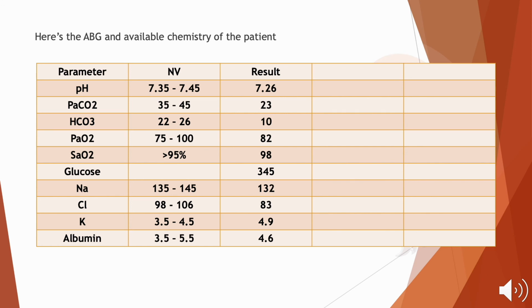So here's the ABG and the available chemistry of the patient. The pH is 7.26, the partial pressure of carbon dioxide is 23, the bicarbonate is 10, the partial pressure of oxygen is 82, the saturation of oxygen in the arterial blood is 98, the glucose level is 345, sodium is 132, chloride is 83, potassium is 4.9, and albumin is 4.6.